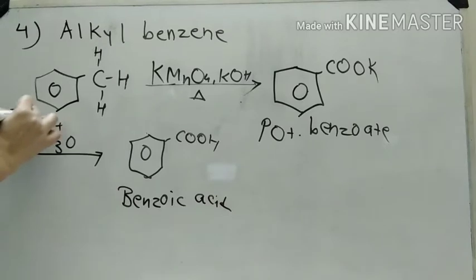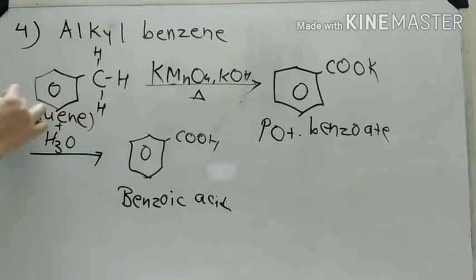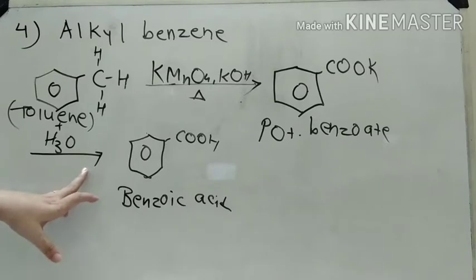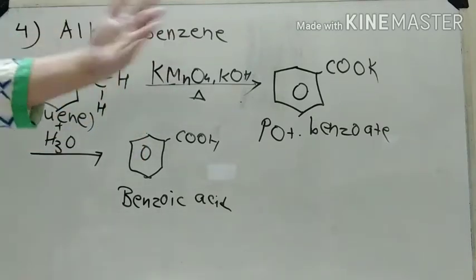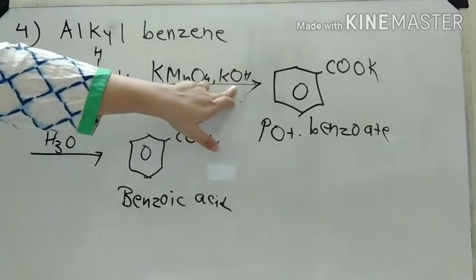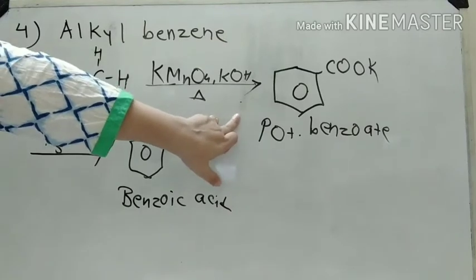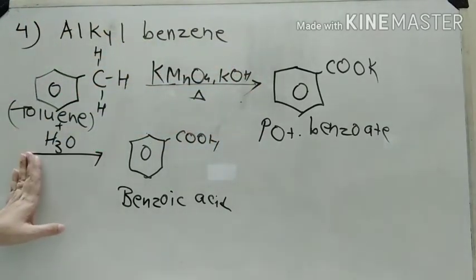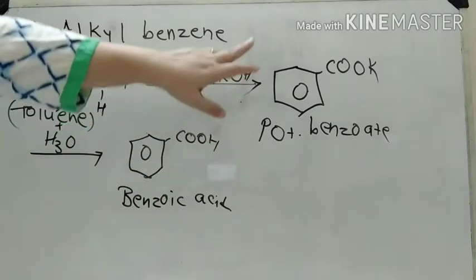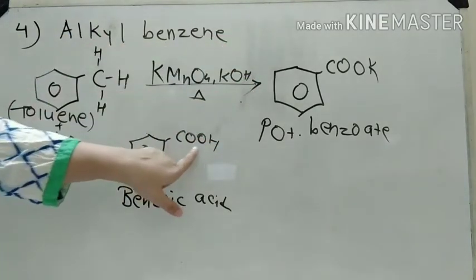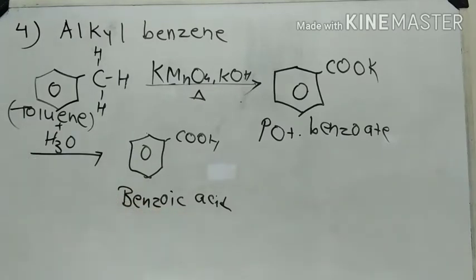from toluene, which is also known as methyl benzene. In this way, this is the fourth preparation method of the aromatic acid from toluene by a two-step reaction. In the first step, we have to use the oxidizing agent and KOH, with heating, which gives potassium benzoate in step number 1, which again undergoes hydrolysis. The COOK group changes to COOH to form benzoic acid.